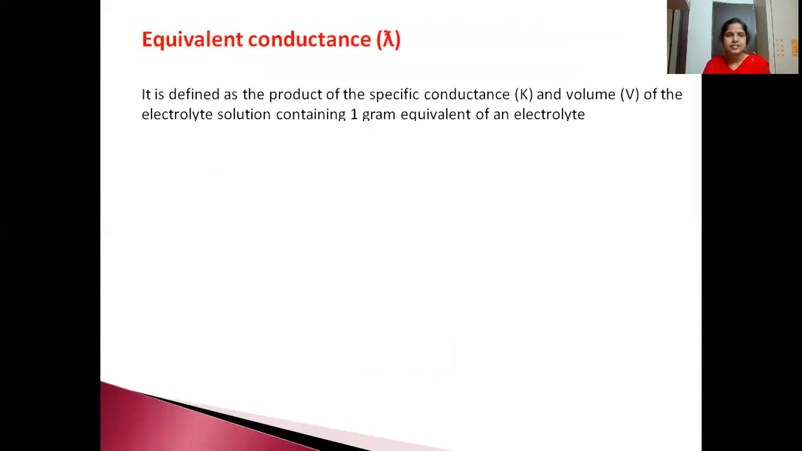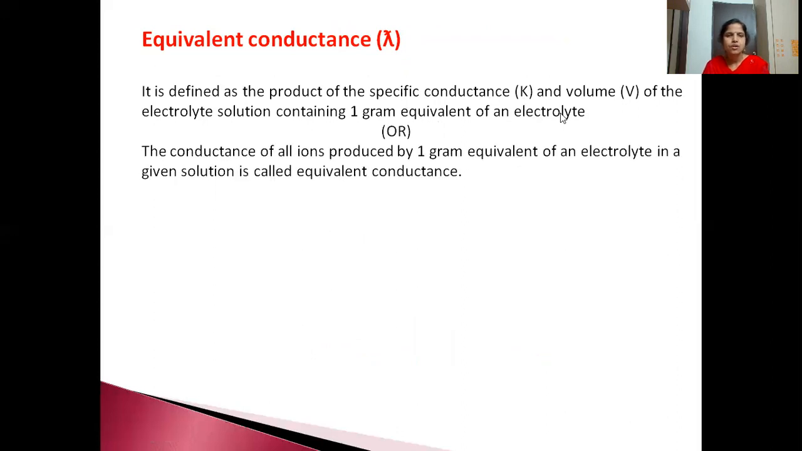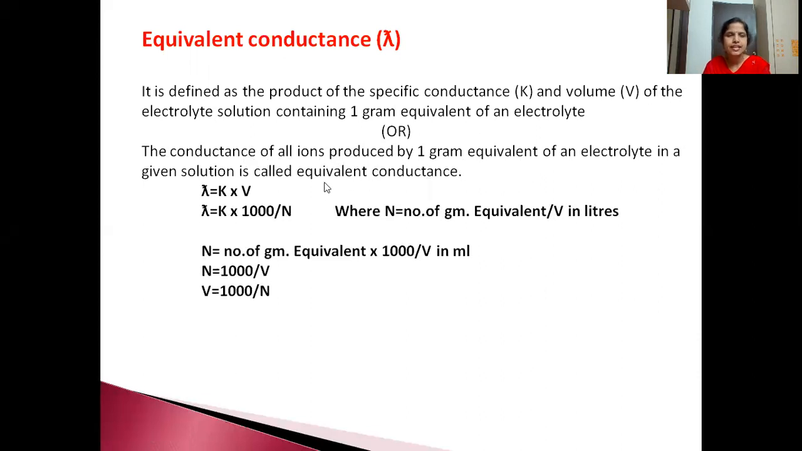Then equivalent conductance. Now equivalent conductance is the product of specific conductance and the volume of the electrolyte solution containing 1 gram equivalent of an electrolyte. Or we can also define it as the conductance of all ions produced by 1 gram equivalent of an electrolyte in a given solution, called equivalent conductance. So the conductance of all the ions which are produced by 1 gram equivalent of an electrolyte in a given solution is called equivalent conductance.